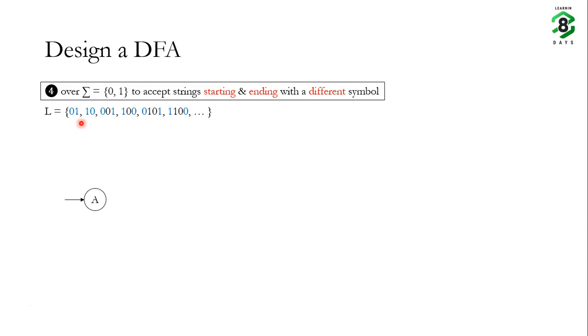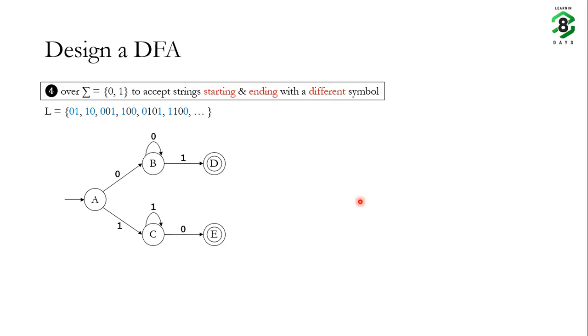So we start from an initial state A. In A, if I get a 0, I go to B, and in A, if I get a 1, I go to C. In B, if I get 1, I go to a final state D, and in C, if I get 0, I go to a final state E. So from A, if I reach D, that means I have received the string 01, and from A, if I reach E, that means I have received the string 10. Now as long as I get a 0 in state B, I can continue to remain there because after that, if I get a single 1, I can reach the final state. Similarly, as long as I get a 1 in state C, I can continue to remain in state C because after that, if we get a 0, we can go to the final state E.